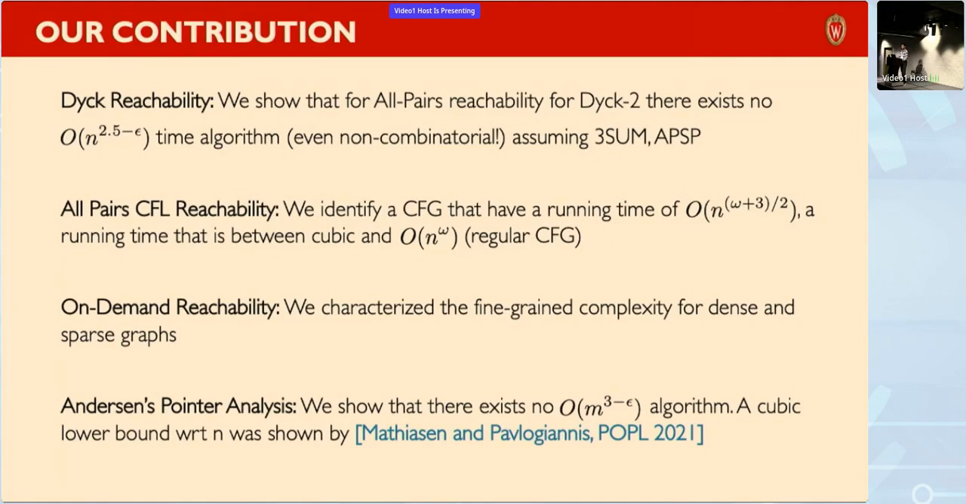And finally, for Andersen's pointer analysis, we show that there is no subcubic algorithm in terms of m. A prior work from POPL'23 showed that this lower bound also holds with respect to n, so you cannot get an n to the 3 minus epsilon algorithm. We are strengthening it to say that you cannot get an m to the 3 minus epsilon algorithm.